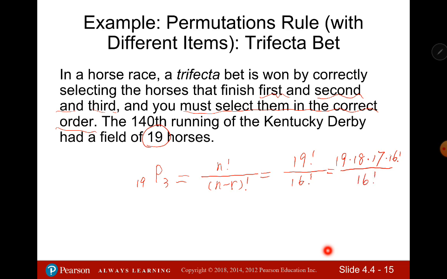Then the denominator is also 16 factorial. We can cancel them out. Then you only need to do this part. If you don't know how to use the factorial function in your calculator, you still can do it easily. So for this case, we got this, which will be the answer of our first question.